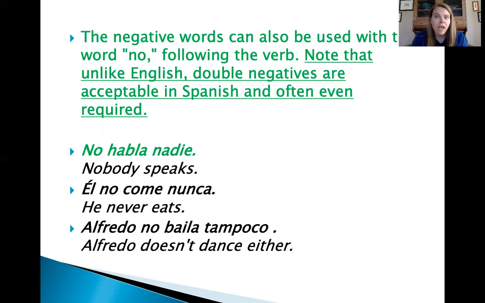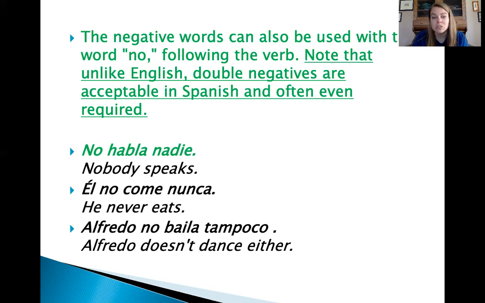I'm not teaching you slang. I'm not teaching you what people would say on the streets. This is just how the Spanish language is. So showing you here, no habla nadie. Now, as I showed you in the last slide, I can just say nadie habla, nobody speaks. But a lot of the time people use two negative words, no habla nadie, nobody is speaking.